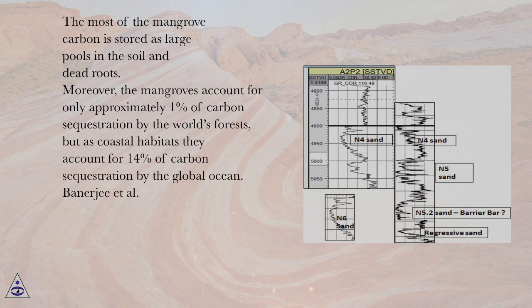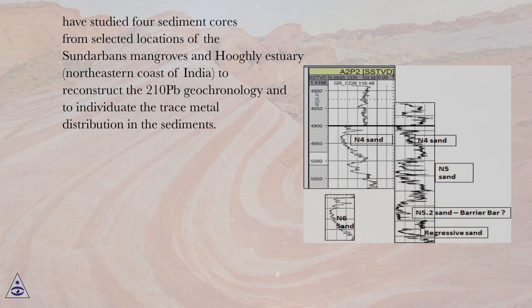Moreover, the mangroves account for only approximately 1% of carbon sequestration by the world's forests, but as coastal habitats they account for 14% of carbon sequestration by the global ocean. Banerjee et al. have studied 4 sediment cores from selected locations of the Sundarbans mangroves and Hooghly estuary, northeastern coast of India, to reconstruct the 210Pb geochronology and to individuate the trace metal distribution in the sediments.